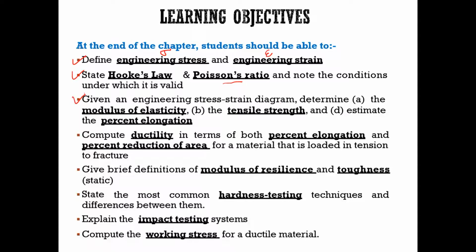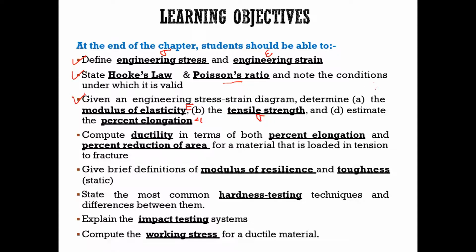you should be able to know the modulus of elasticity, which is your E value, and also the tensile strength, which you know as sigma, and you know how to estimate the percent of elongation, once we give you an engineering stress-strain diagram.